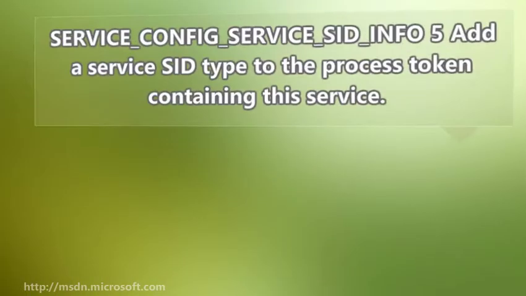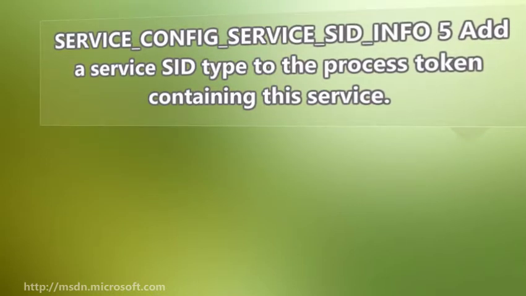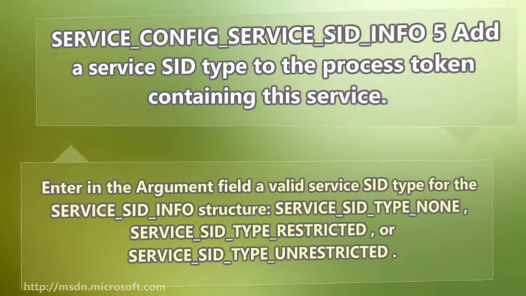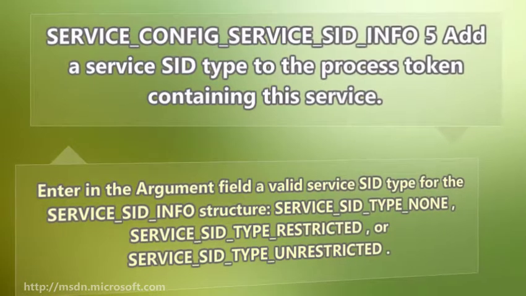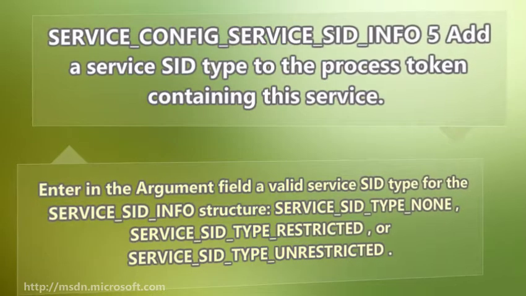Service config service SID info 5: add a service SID type to the process token containing this service. Enter in the argument field a valid service SID type for the service SID info structure: service SID type none, service SID type restricted, or service SID type unrestricted.